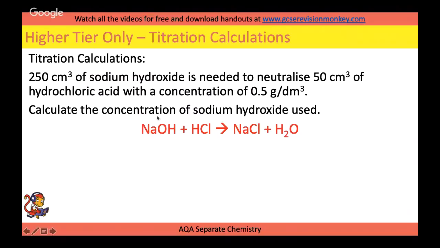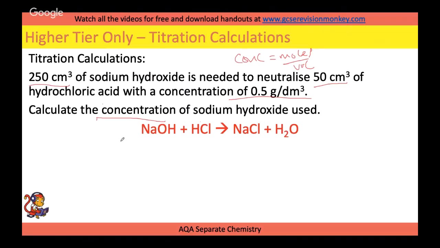Calculation-wise then, is no different to the calculations that I've asked you to brain dump. Concentration equals moles over volume. Okay, so just one that we've used before. This one says 250 centimetres cubed of sodium hydroxide is needed to neutralise 50 centimetres cubed of hydrochloric acid with a concentration of 0.5 grams per decimetres cubed. Calculate the concentration of sodium hydroxide used.